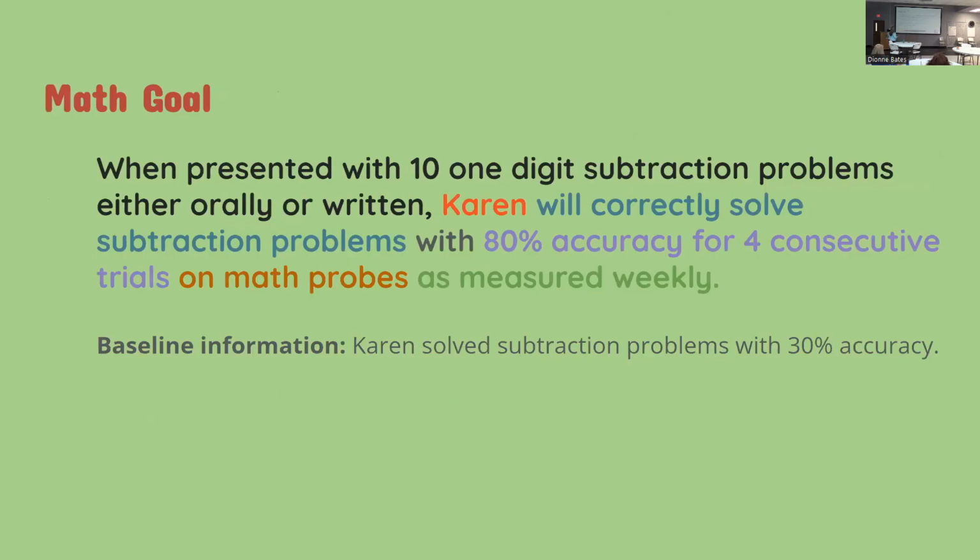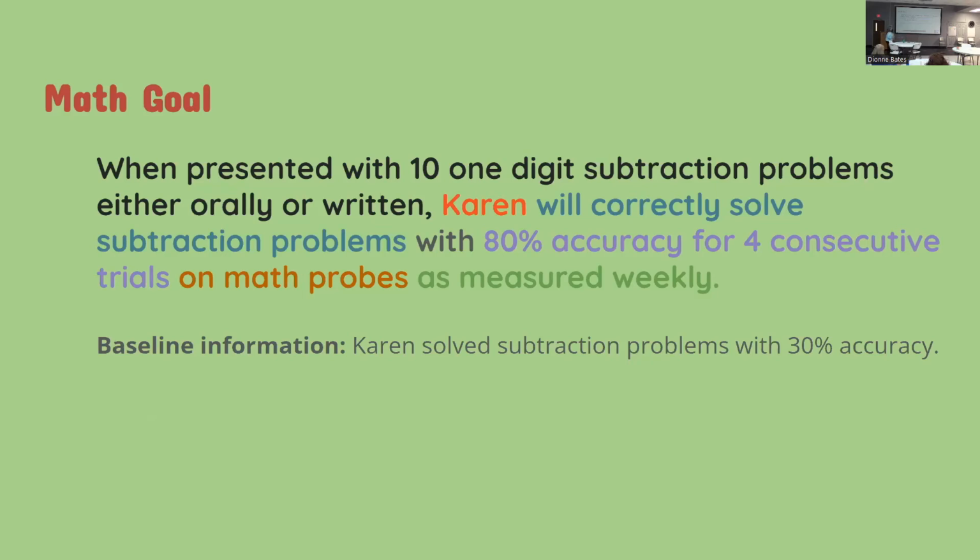Now, Karen is going to solve 10 one-digit subtraction problems. She's going to correctly solve subtraction problems with 80% accuracy for 4 consecutive trials on math probes as measured weekly. So we're going to check her every week on a math probe, and she's got to do what? Yeah, subtraction. All right.